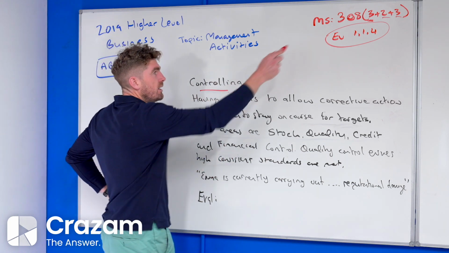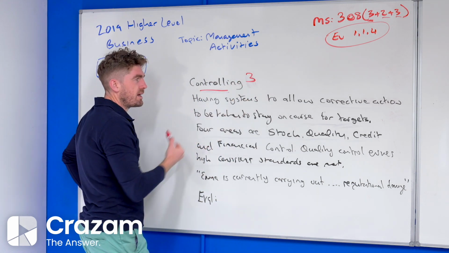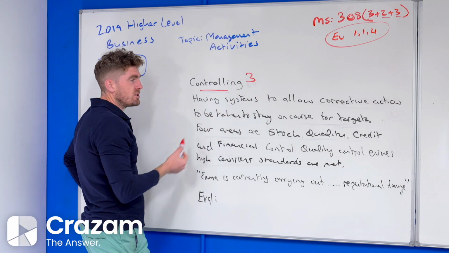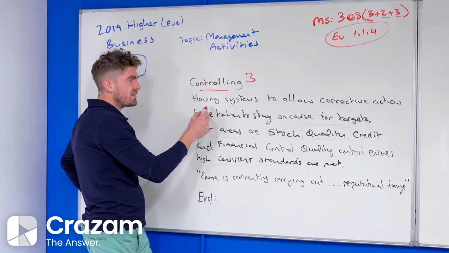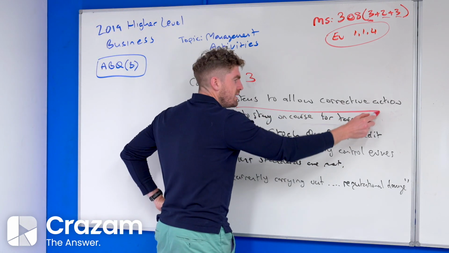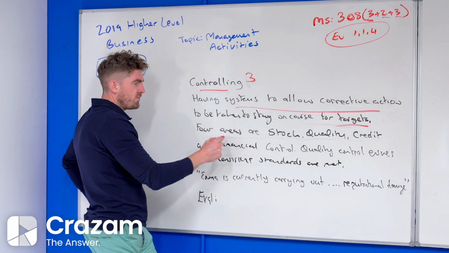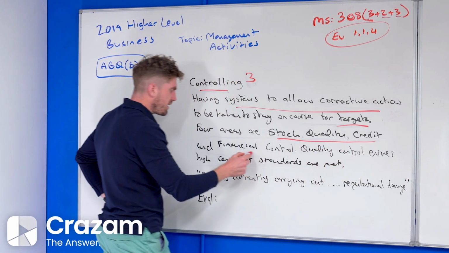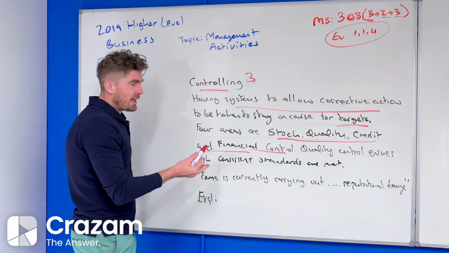So controlling here, I'm going to get 3 marks for that because it's the management activity, just stating it. Then we get 2 marks for keywords around it, so it's having systems to allow corrective actions to stay on course for targets. The areas are stock, quality, credit and financial control. So generally that would be enough.